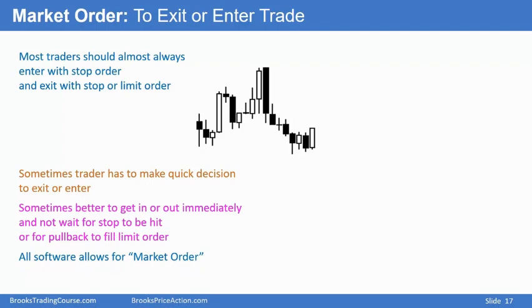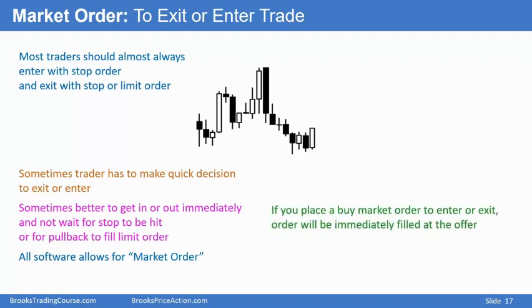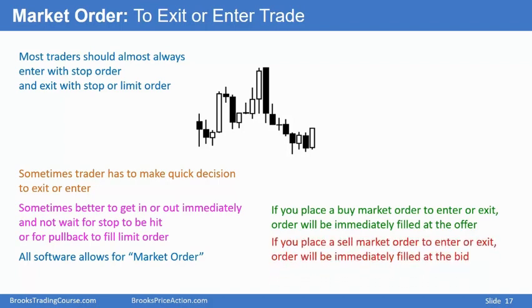If you select market, for example, buy market, you'll get filled immediately at the market. If you pick sell market, you'll get filled immediately at the market. If you're long and you hit sell market, you'll immediately exit. If you're short and you hit buy market, you'll immediately exit. Buy market orders are filled at the offer, in other words, slightly above. And sell market orders are filled at the bid, slightly below. The bid-ask spread. Brokers always make you buy at the worst price and sell at the worst price.